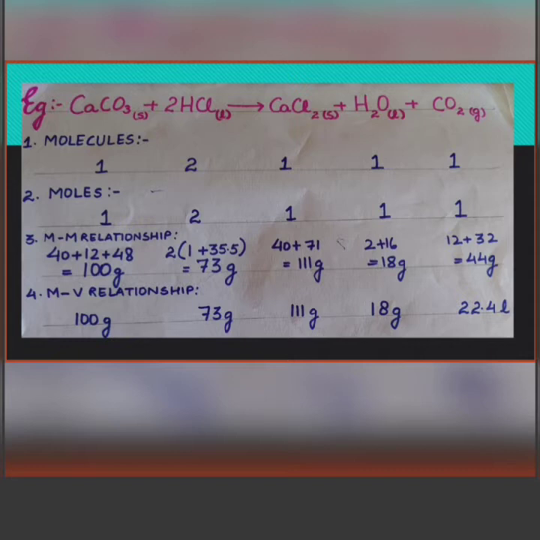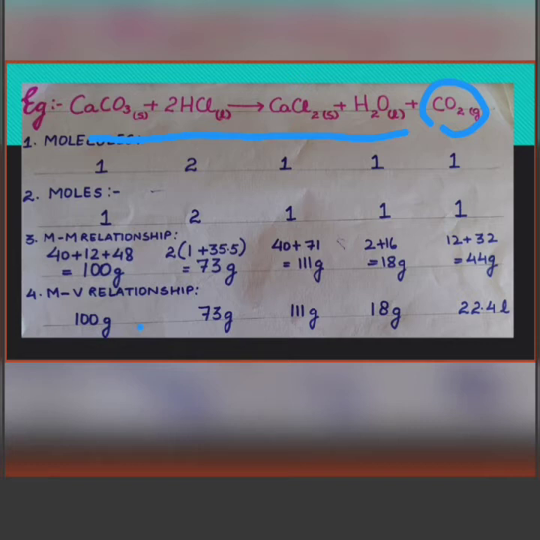Let us come to the fourth, that is mass and volume relationship. All right. So for the gaseous component only, we are going to write volume. Earlier I have explained that for gaseous reactant and product, for 1 mole of gas, we consider its volume as 22.4 liter. Now in this reaction, you can see only one gaseous substance is present, that is carbon dioxide. So for the rest of the components, we are going to write mass only.